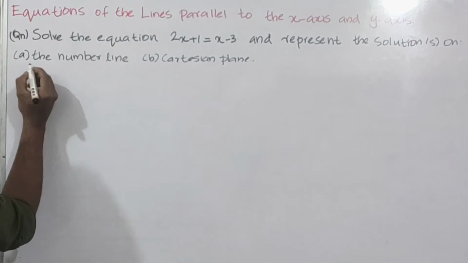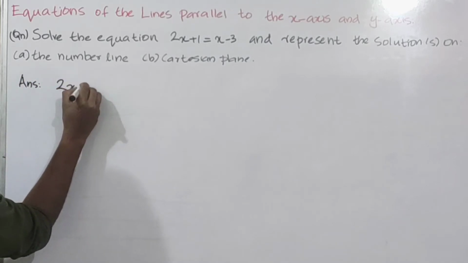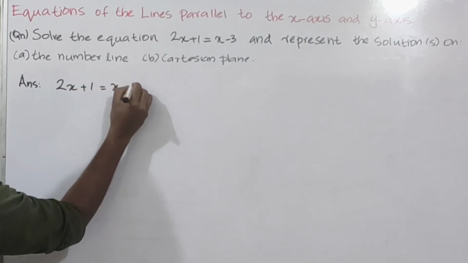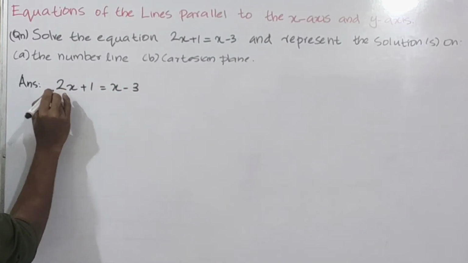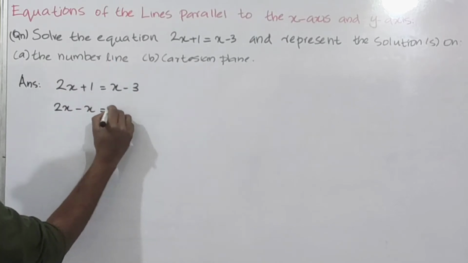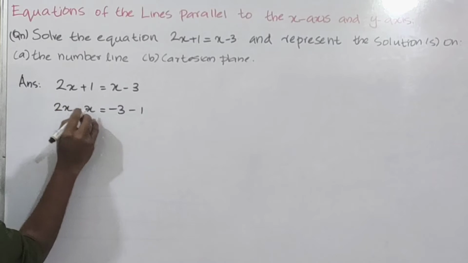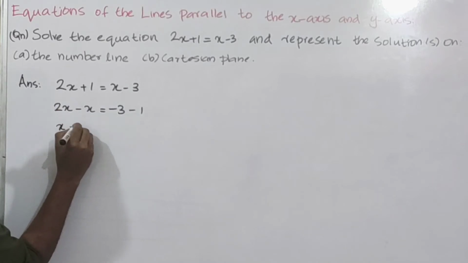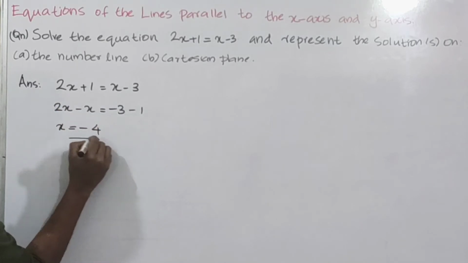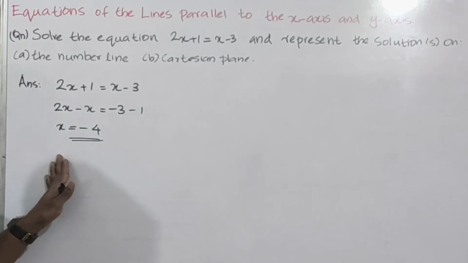First we will solve the question as it is said. So I will solve 2x plus 1 is equal to x minus 3. Taking x to the left hand side, this will become 2x minus x, and 1 to the other side will become minus 1. Minus 3 is already there, so another minus 1. 2x minus x is x. So that is x is equal to minus 4. Now this is clearly a linear equation in one variable.